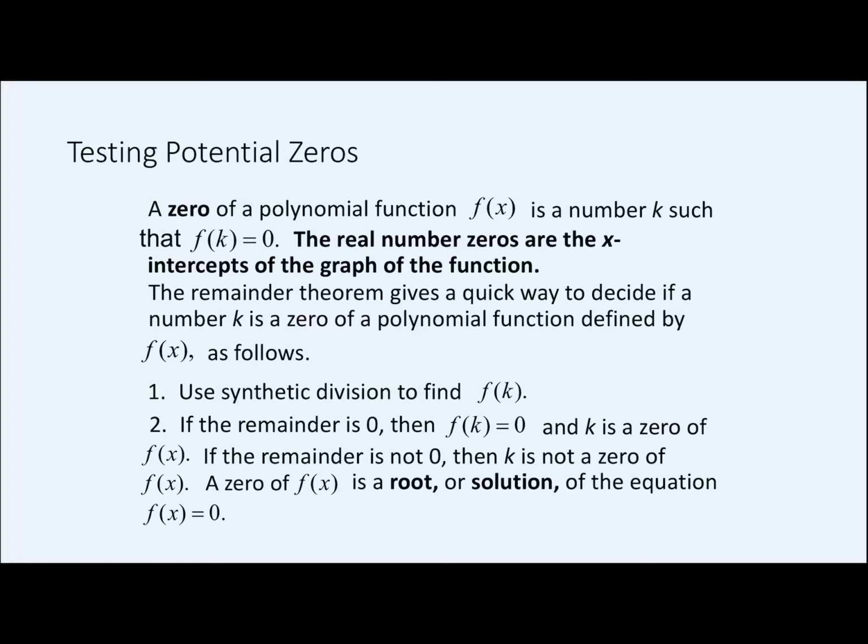Okay, so continuing in our last video for section 3.2, we're talking about synthetic division. We talked about in the first video how to do synthetic division. The last video we talked about the remainder theorem. And now we want to talk about testing potential zeros. So a zero of a polynomial function is a number k such that f of k equals 0.